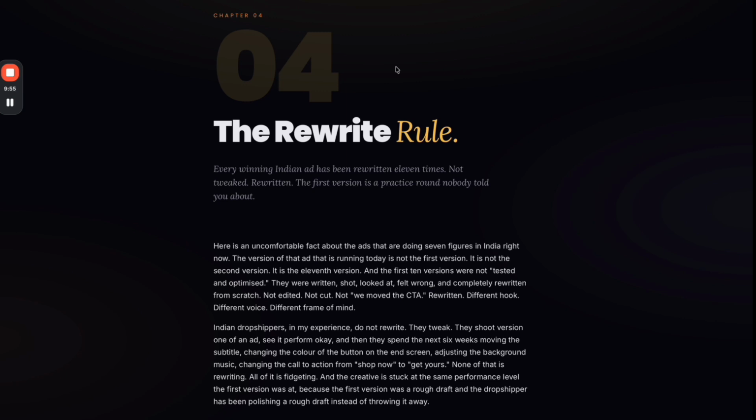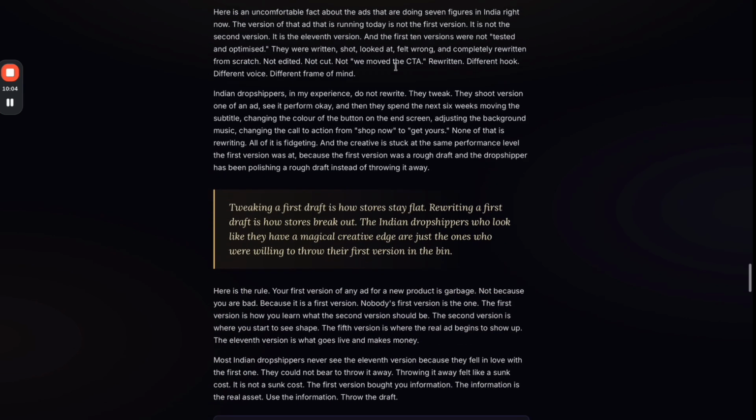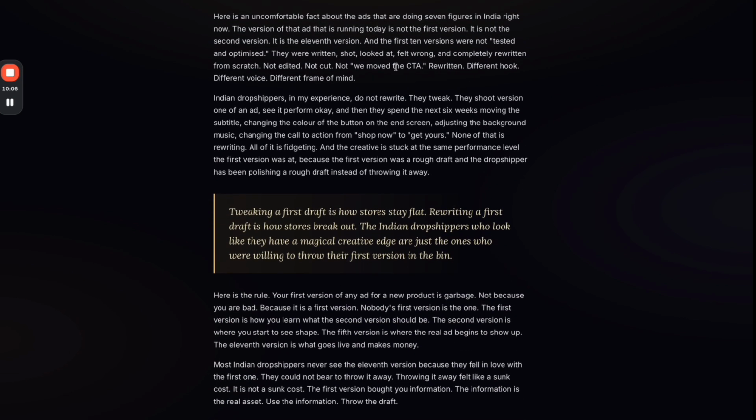So next up is the rewrite rule. Every winning Indian ad has been written 11 times, not tweaked, rewritten. The first version is a practice round nobody told you about. Here is an uncomfortable fact about ads that are doing 7 figures in India right now. The version of that ad running today is not the first version. It is not the second version, it is the 11th version. And the first 10 versions were not tested and optimized. They were written, shot, looked at, felt wrong, and completely rewritten from scratch. Not edited, not cut, not "we move the CTA" or "we change the one second." Rewritten, different hook, different voice, different frame of mind.